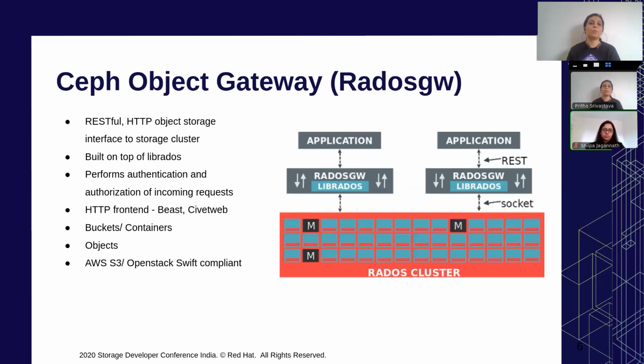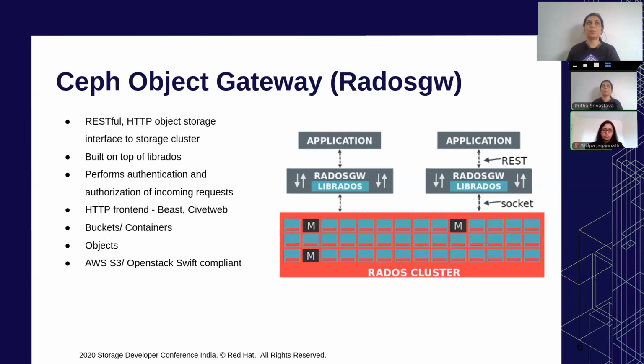What is Ceph Object Gateway? So Ceph Object Gateway is also known as Rados Gateway, and in short, we call it RGW. On one hand, we have RADOS, which provides access to the clients using a native protocol over a socket. And on the other hand, we have the Ceph Object Gateway, which provides RESTful HTTP object storage interfaces to the underlying storage cluster. It is built on top of LibRados, and it is responsible for authenticating and authorizing any kind of request that comes in.